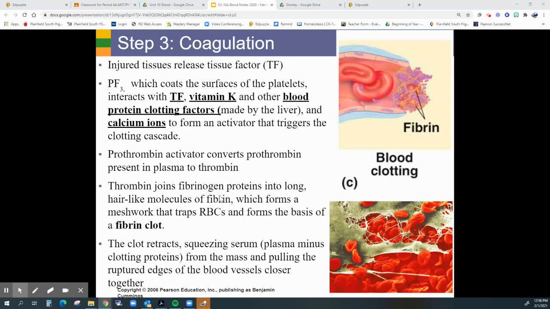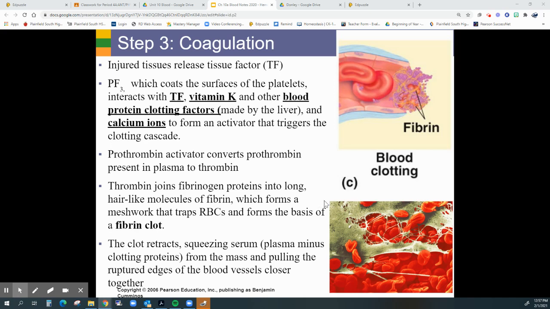The third step then is what's referred to as coagulation. There's a lot of things going on in here, and I want to try to simplify this as best I can. Essentially, the tissue that's been injured releases a hormone called tissue factor. That tissue factor then starts to interact with a couple of different processes here. It interacts with those surface platelets. It also interacts with some vitamin K as well as the blood protein clotting factor that's made by the liver.